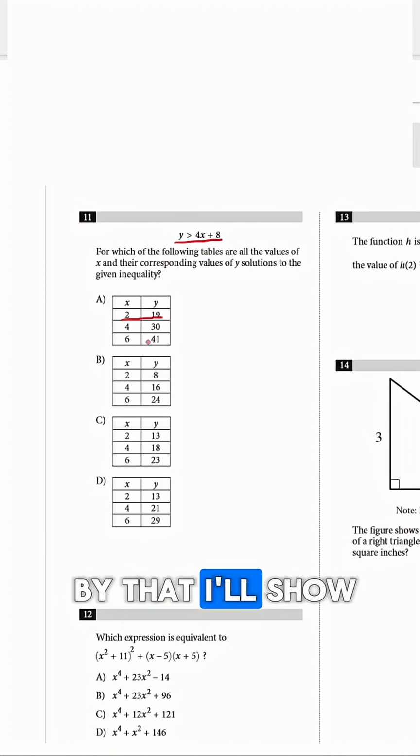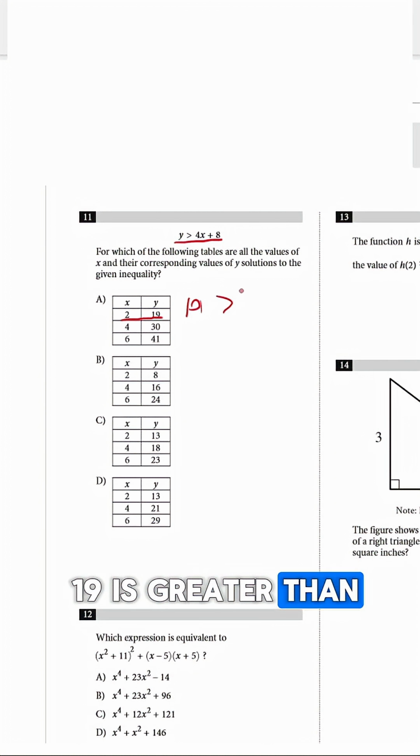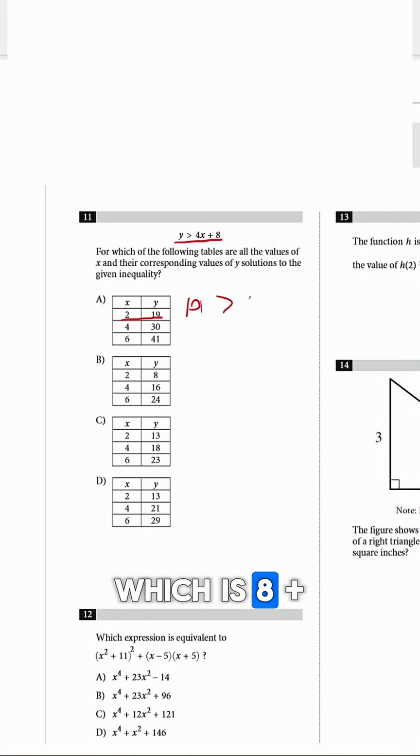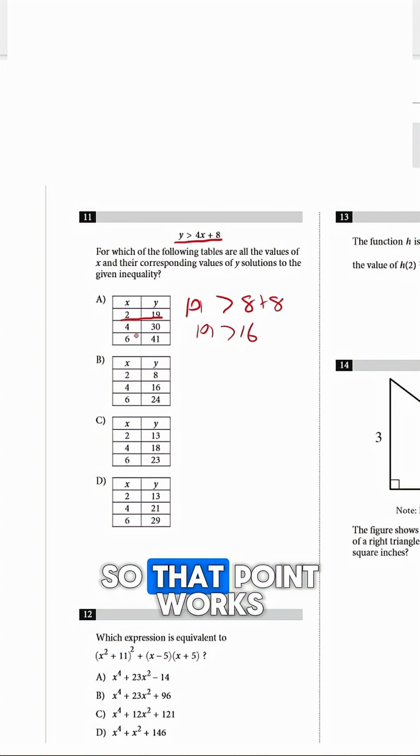What do I mean by that? I'll show you this one as an example. So we're going to have 19 is greater than 4 times 2, which is 8, plus 8. So is 19 greater than 16? The answer is yes, so that point works.